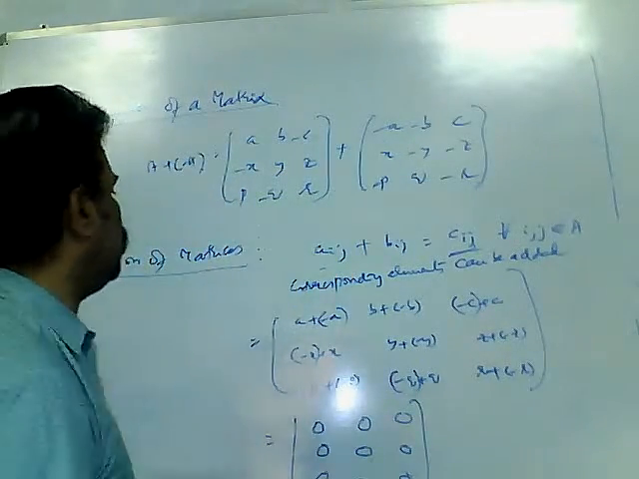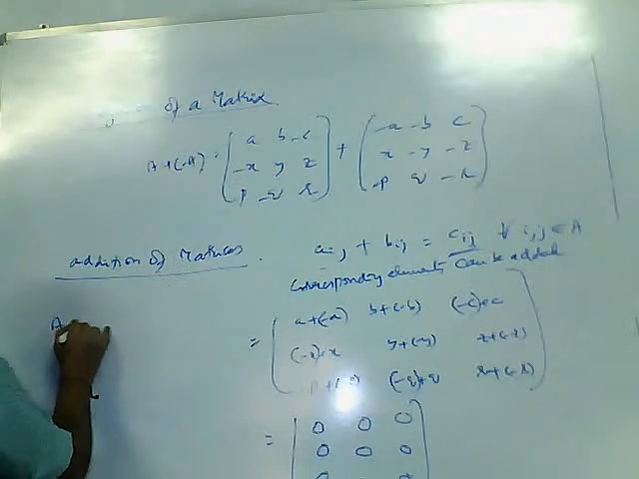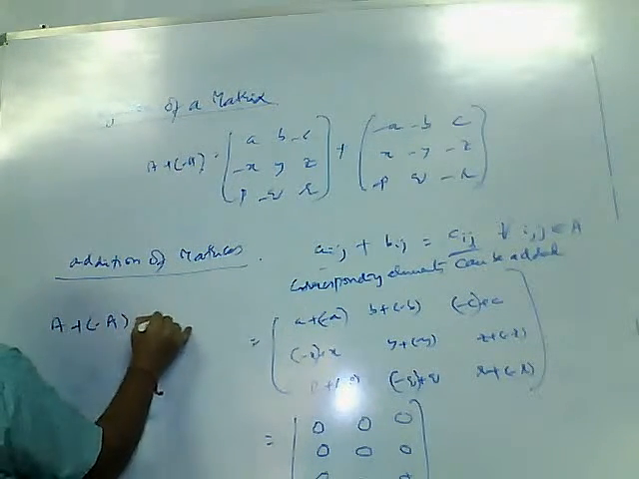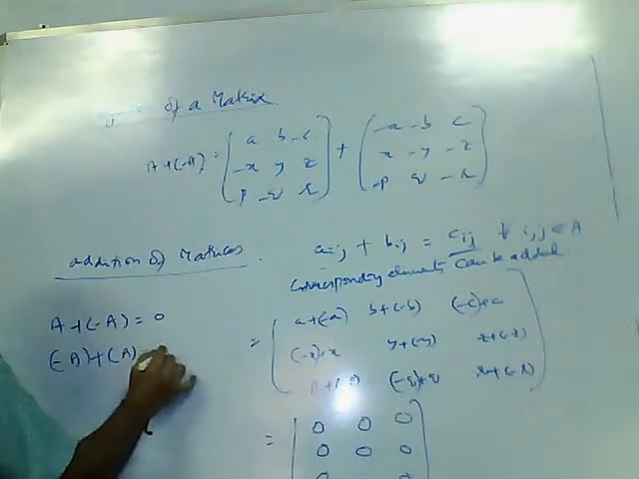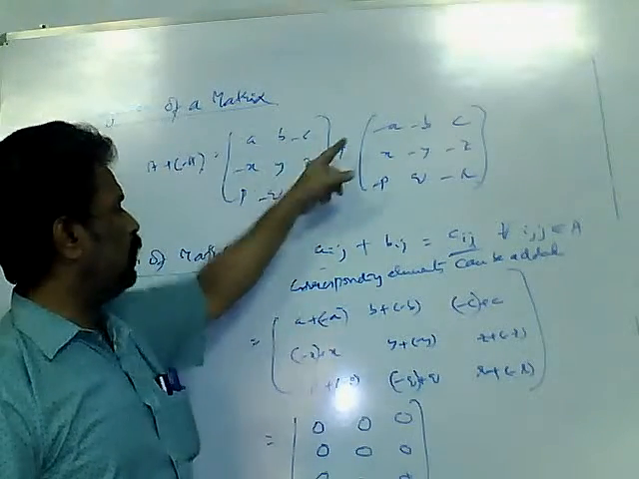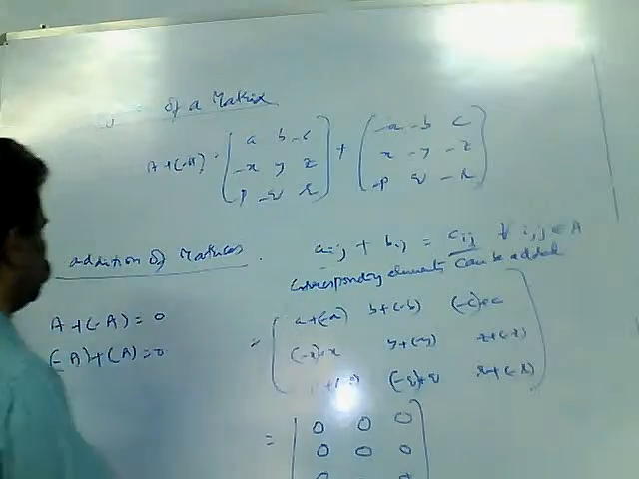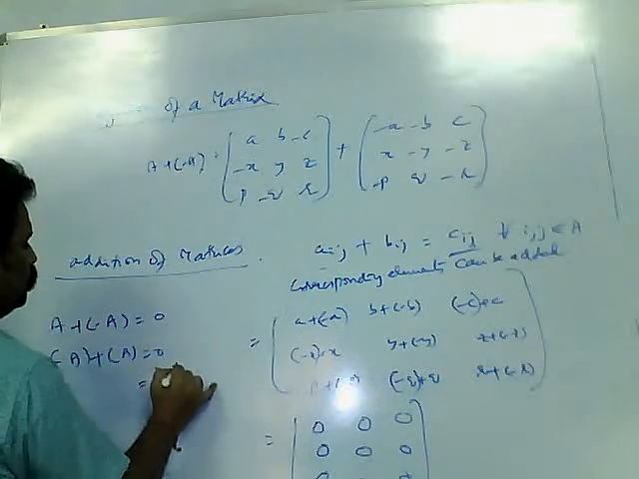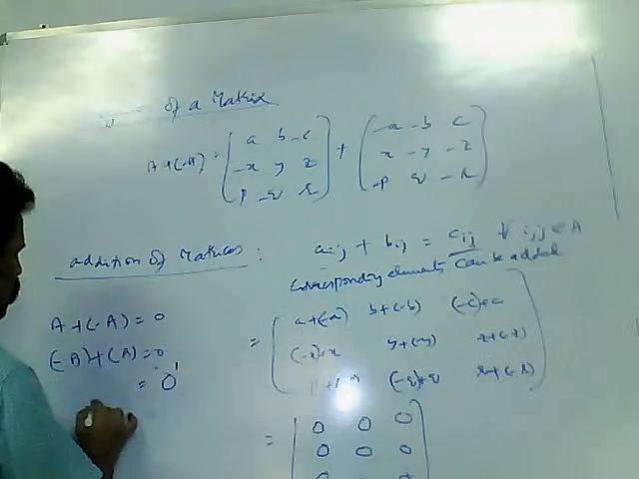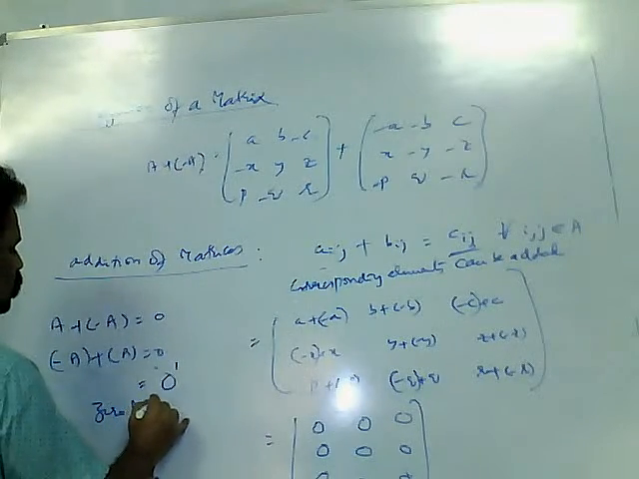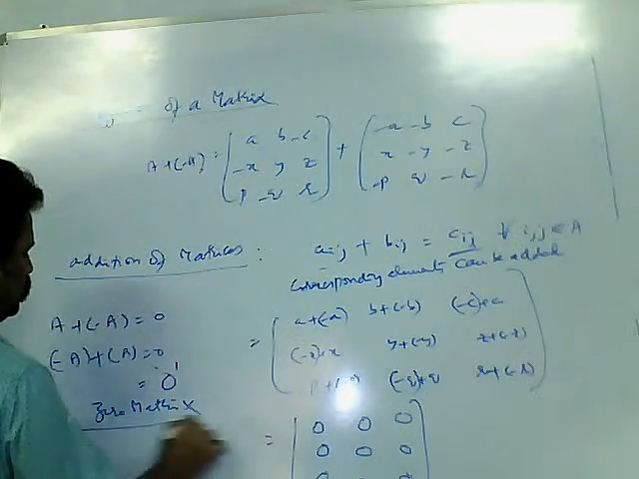So what is the inverse? A plus minus A automatically becomes 0, or if I add minus A plus A also, because the elements are commutative. Instead of A plus minus A, I can add minus A plus A also, automatically 0. This is indicated as 0 or both. Right? So this is called a zero matrix. If all the elements of a matrix are zeros, then it's called the zero matrix.